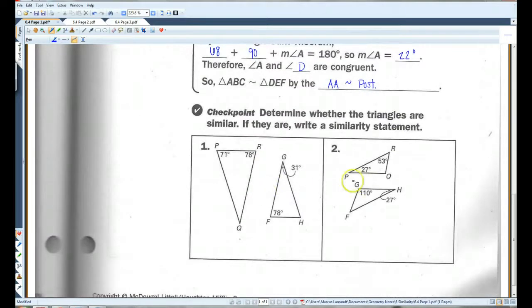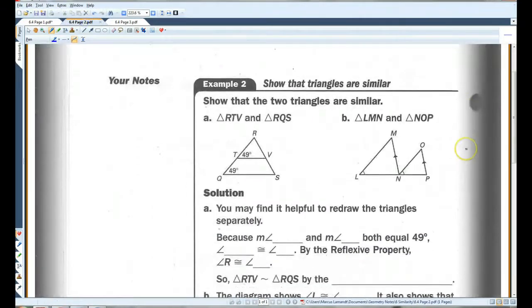Okay, you guys try these two. Let's go on to page 2. Show that the two triangles are similar. Alright, triangle RTV and triangle RQS. You may find it helpful to redraw the triangles. I'm going to redraw these two.